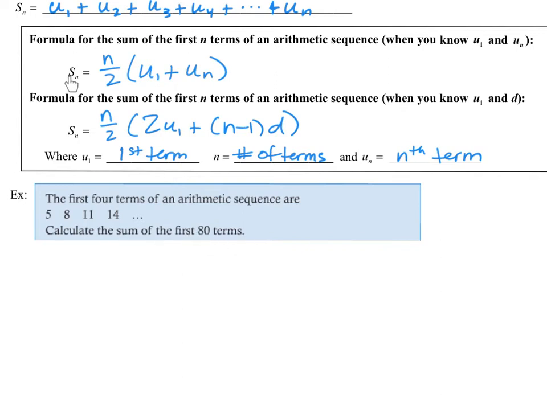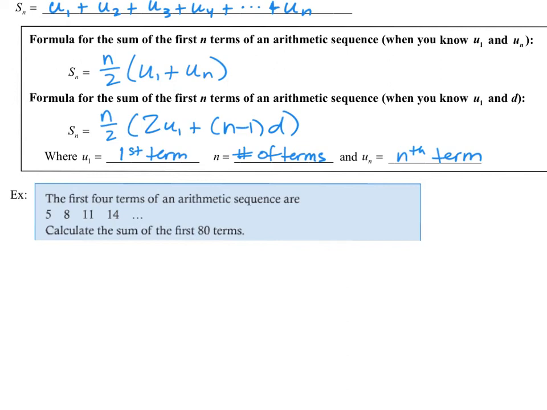Okay, so we need to decide which of these formulas we're going to use. Well, the first one, we need to know the number of terms, the first term, and the last term. Well, I guess we do know the number of terms. We're finding the sum of 80 terms. We know the first term, but we don't know the last term. So let's look at our second equation.